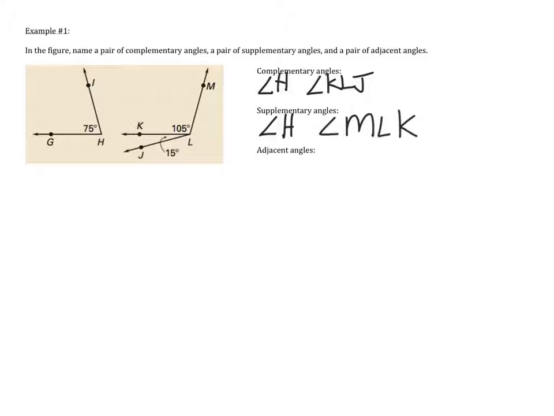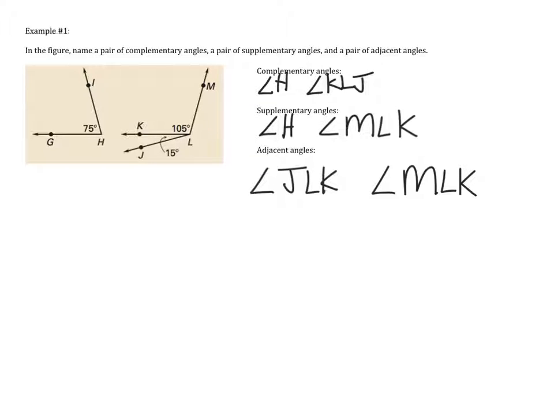MLK. For the adjacent angles, remember, I'm going to look for two angles that are sitting next to each other and sharing a side, which I see happens in our second angle over here. So the two angles I would name are angle JLK, that's the smaller 15 degree angle, and then angle MLK. And something I do want to note here, I could name angle MLK, angle KLM.